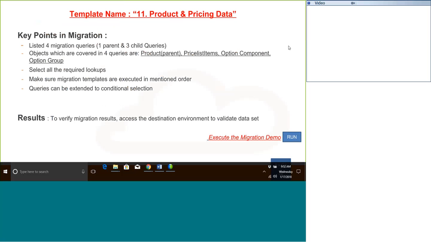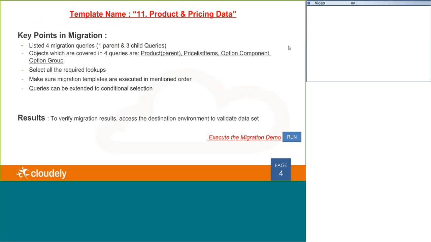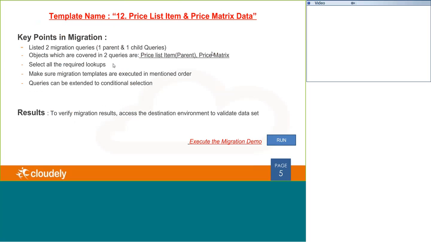In the second template, let's see the key points in migration. Here we can see the template name and the key points in migration. Listed are 2 migration queries, one parent and 1 child query. Objects covered in these 2 queries are price list item and price matrix. So we need to select all the required lookups and make sure that the templates are executed in the mentioned order.